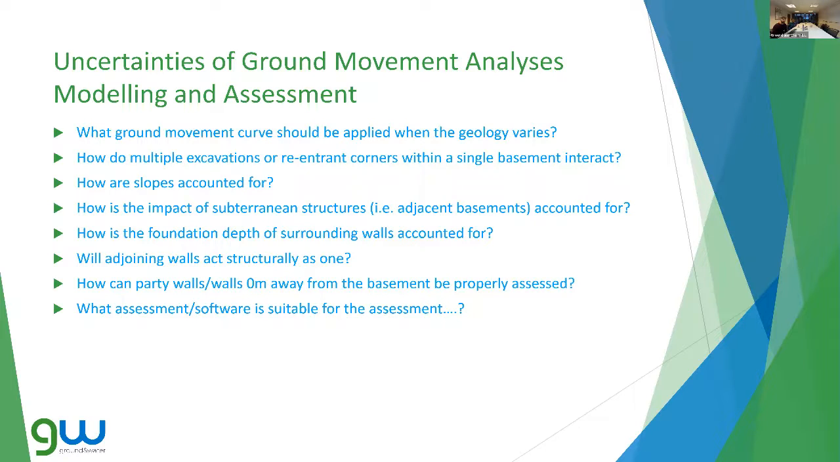And another quite hot topic is how party walls, or walls 0 meters away from the basement, are assessed. Because when using CIRIA curves, the graphs are basically along the y-axis a function of the amount of settlement, and along the x-axis a function of distance away from the basement. So how can you assess something and plot it on that curve when it's 0 meters away from the basement? Again, there's some confusion and discussions need to be had on how to analyze those. And again, what assessment and software is suitable for the assessment? This could vary between company and company.